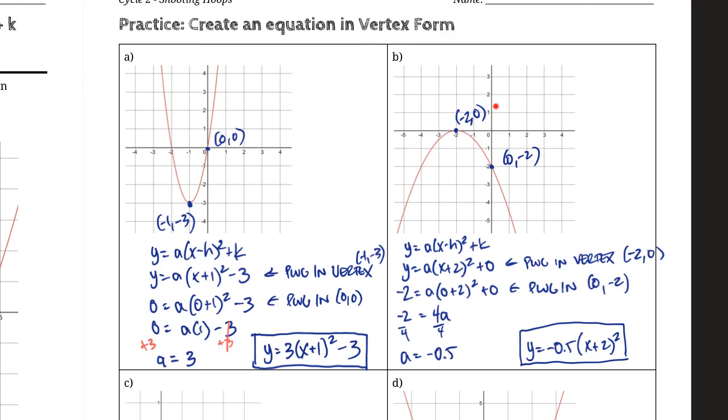For part b, the vertex was at (-2, 0). The other point that I chose was (0, -2). If you solve for a, it should have been -0.5. And this is your final equation. Notice how this one doesn't have a value at the end, a k value, because it's just 0. So you don't need to include it in your final equation. You don't need to put +0 at the end because it's nothing, right?